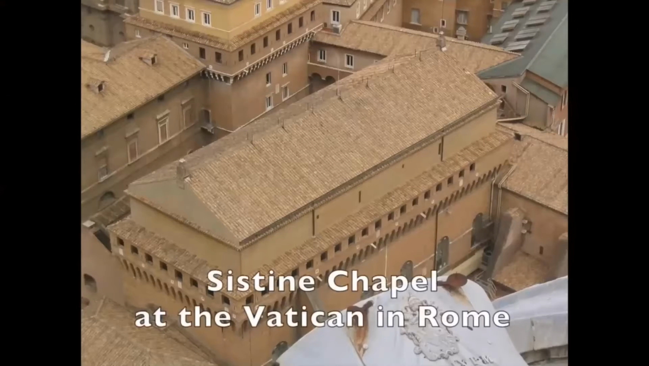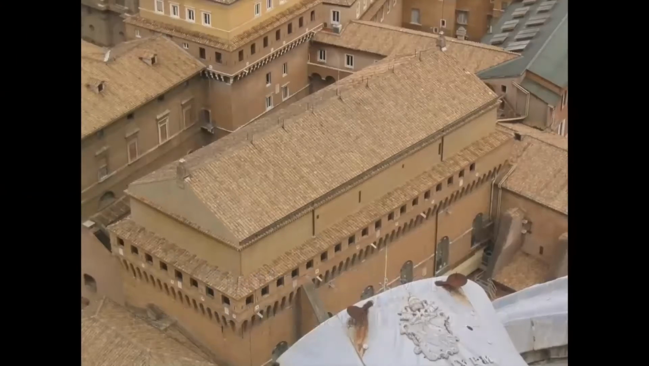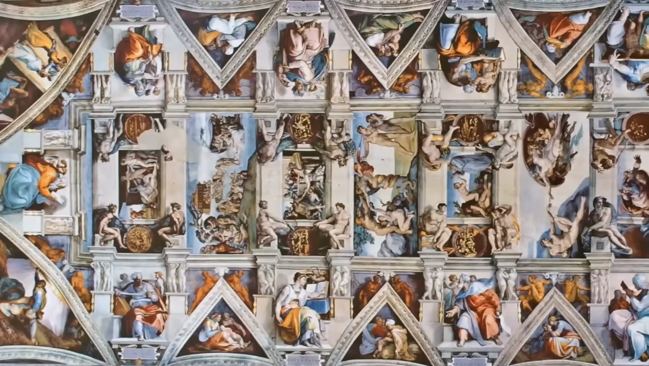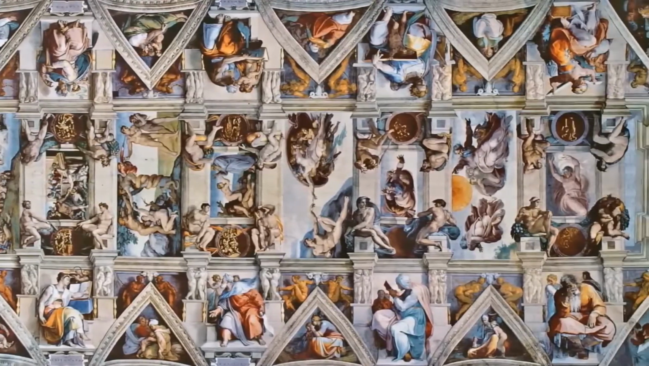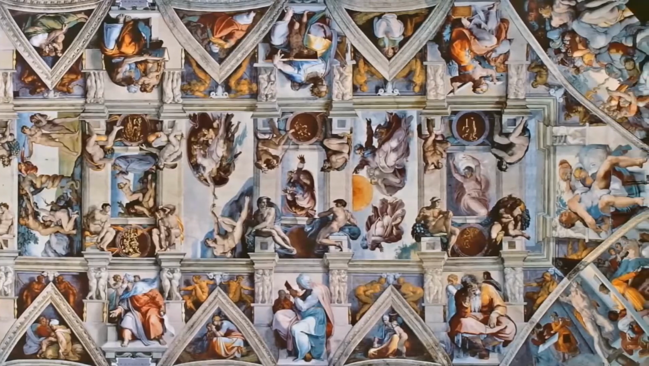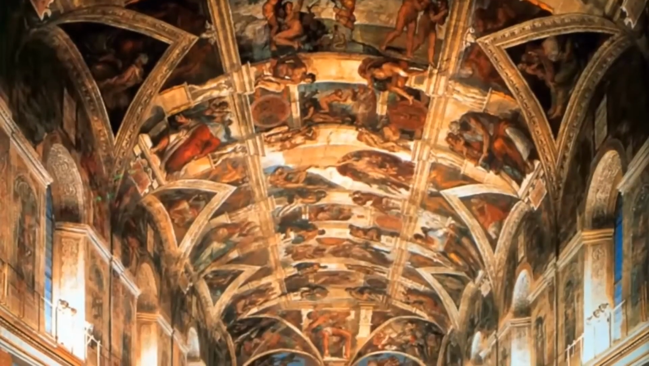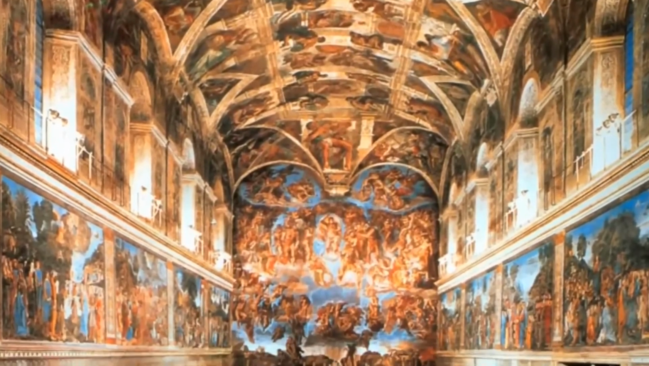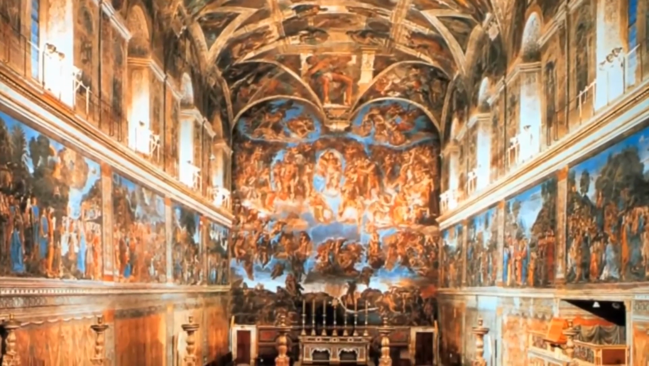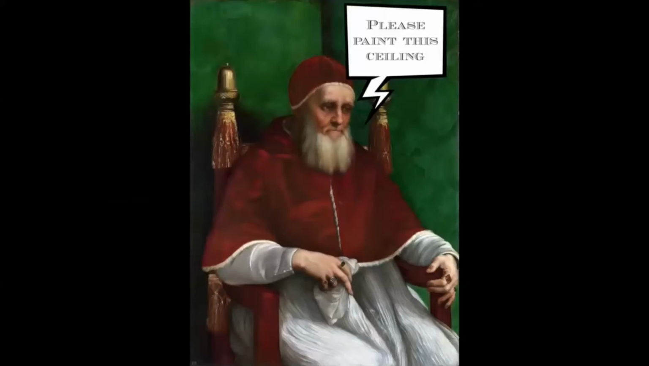Today, we are going to learn about the painting that Michelangelo did on the ceiling of the Sistine Chapel at the Vatican in Rome, Italy. This is not just a story of a very big painting. This is a story of trying new things, going out of your comfort zone, and not giving up. Let's start at the beginning.